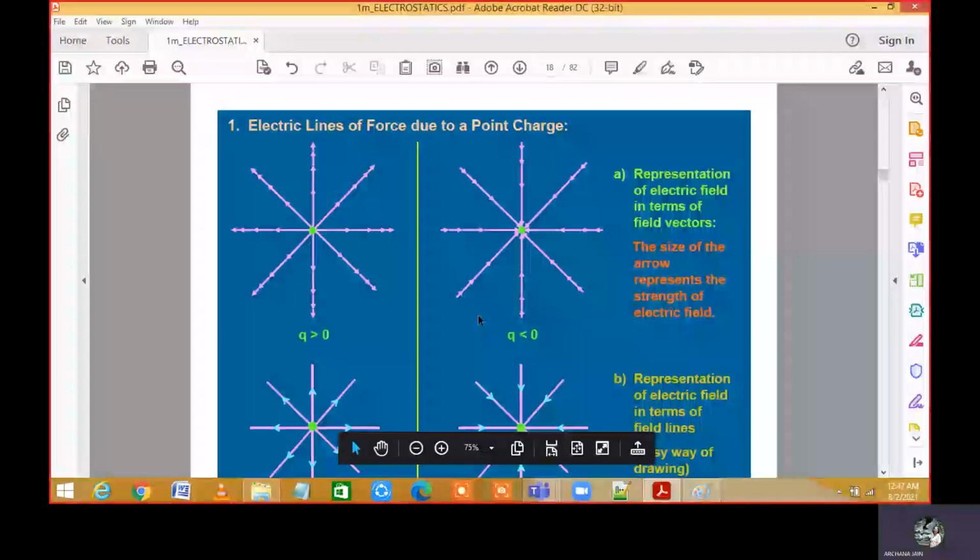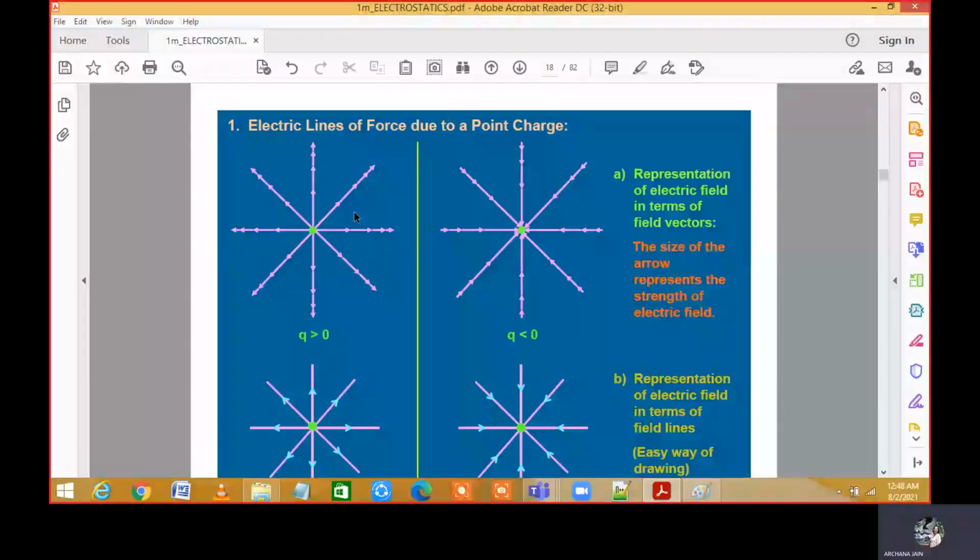If we have to show the electric lines of force due to a point charge, the point charge may be positive or it may be negative. If Q is greater than 0, meaning positive charge, then the electric field lines are radially outward. And if Q is less than 0, meaning negative charge, the electric field lines are radially inward. See the arrow, the length of the arrow is continuously decreasing. This means the magnitude of the electric field is continuously decreasing. The arrow shows the direction and the length of the arrow shows the magnitude.